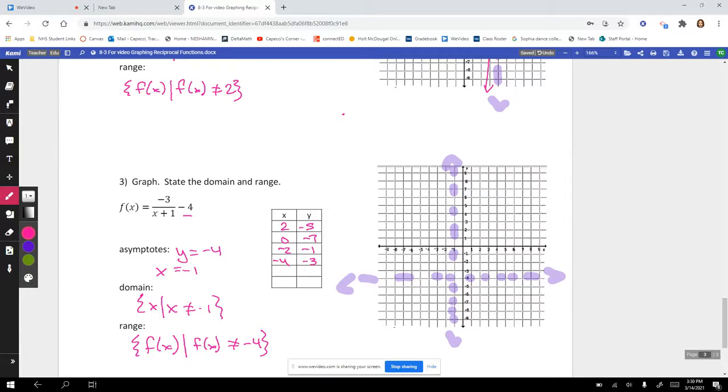Okay, so I have 2, -5 is going to be here. And then 0, -7 is going to be here. So I know that I'm on this side. And then -2, -1 is here. -4 and -3 is here. So I know I'm going to go this way. And then I'm all set.